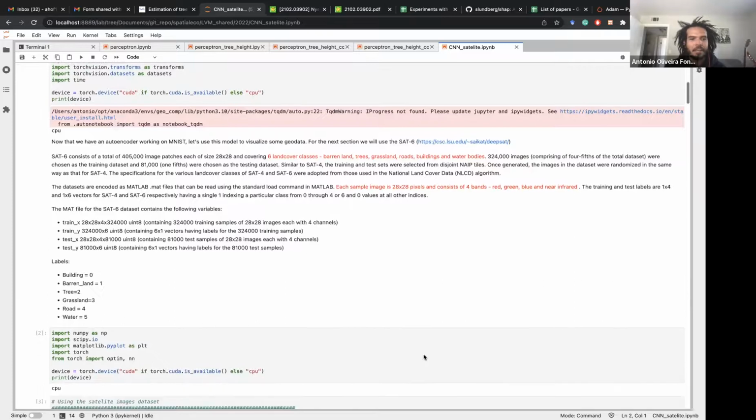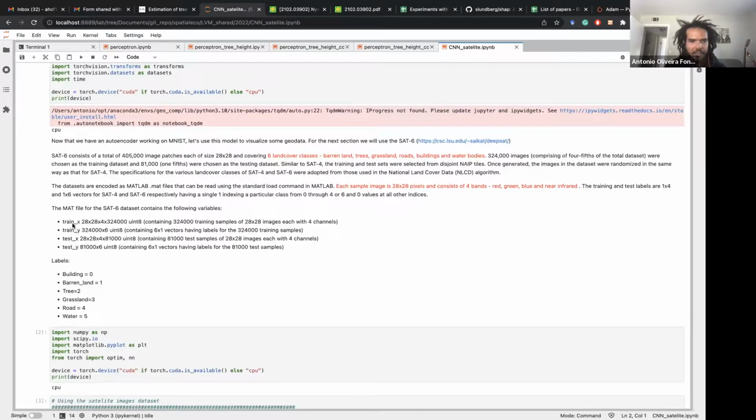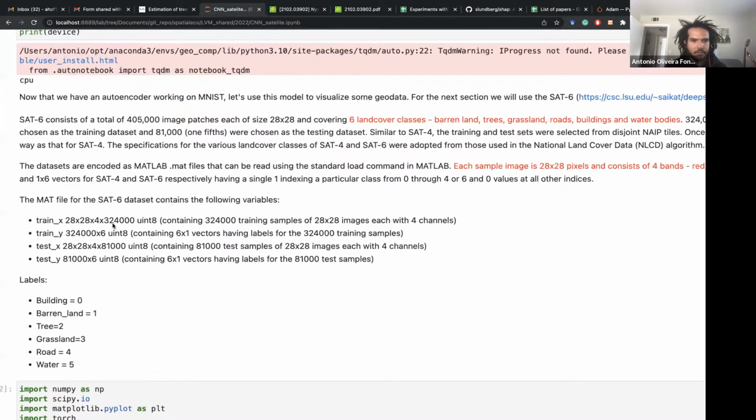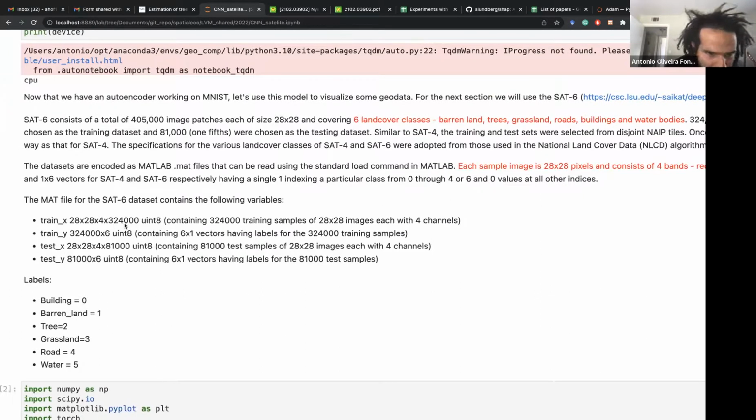So that's the data: 28 by 28 pixels, 4 bands, and that's the number of samples that we have, slightly bigger than 300,000 for training. And this data already has a chunk organized to be the test set, so I don't need to do the splitting as we did before.